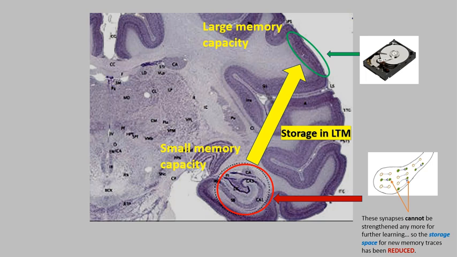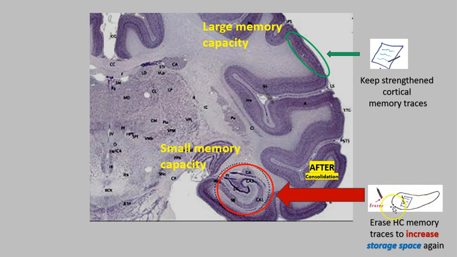So how does the brain get around this? Well, that's why the brain does memory consolidation. So you use the hippocampal memory traces to strengthen the cortical ones. And there are just far more neurons and synapses up here in the cortex. So you strengthen the cortical memory traces, and that's going to then allow you to weaken or erase the hippocampal memory traces. So after you do consolidation, you're going to weaken the hippocampal memory traces to increase the storage space again. Meanwhile, you want to keep the strengthened cortical memory traces up here because that's your long-term system.